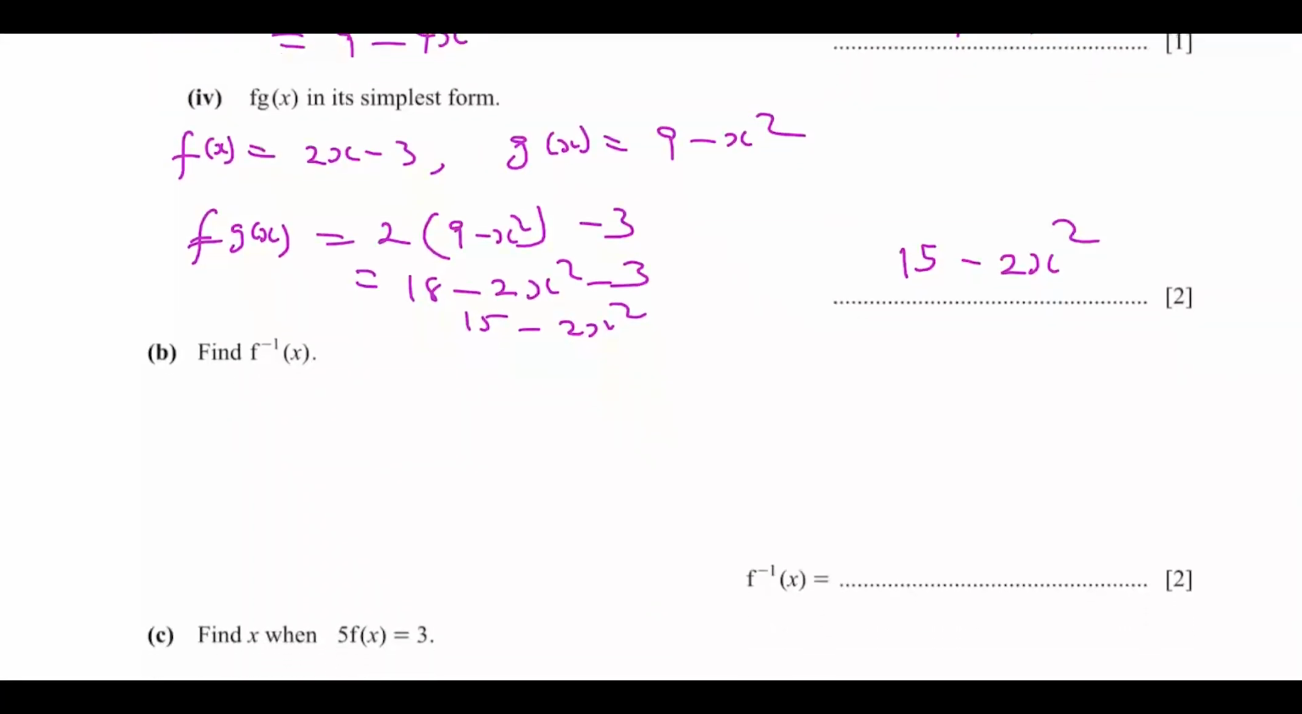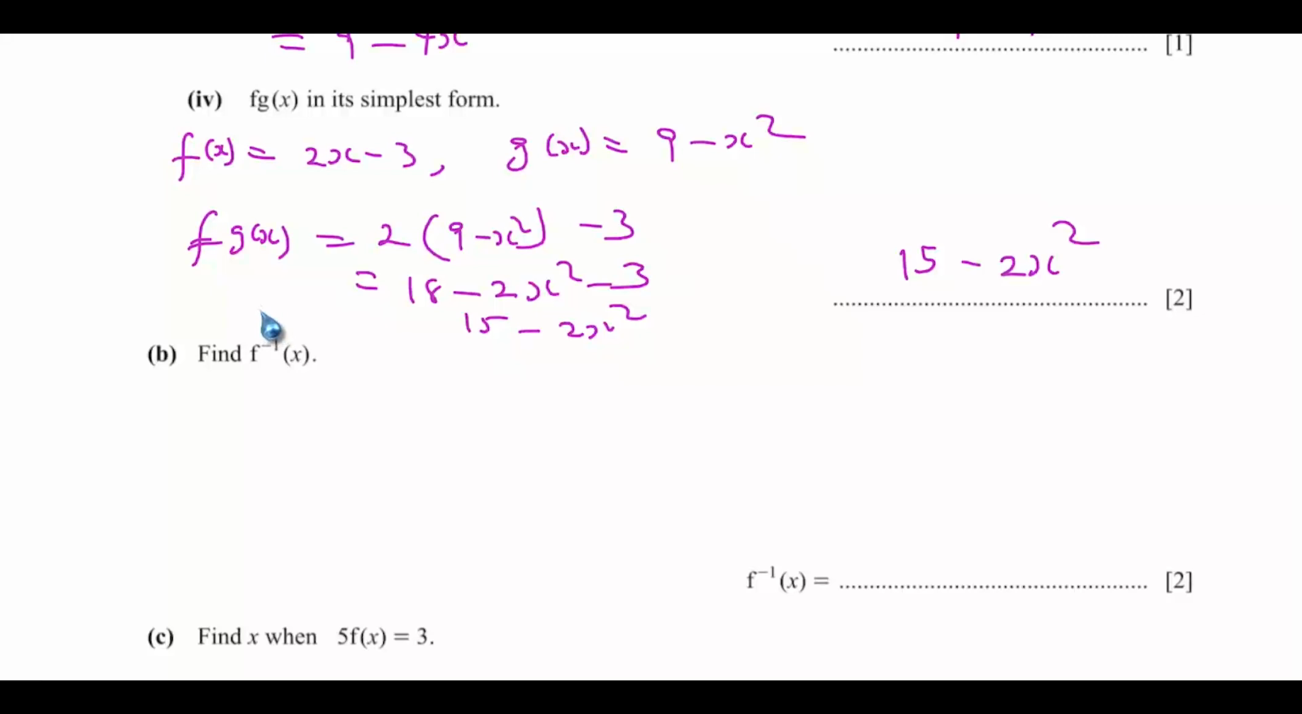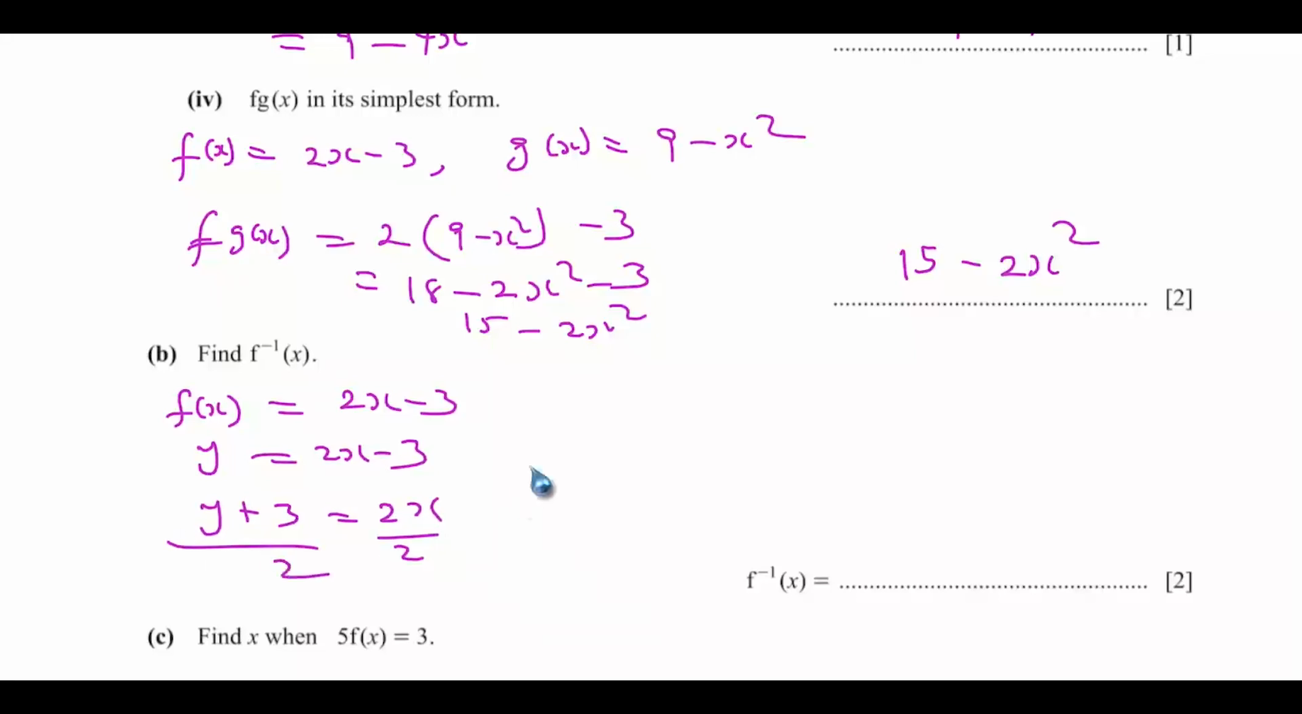So let's go to the next question. That is part B, f inverse of x. We already know that f of x is equal to 2x minus 3. Let f of x be equal to y. So we have y equals 2x minus 3. Let's make x the subject of the formula. You have y plus 3 equals 2x. If you divide both sides by 2, x will be equal to y plus 3, everything over 2.